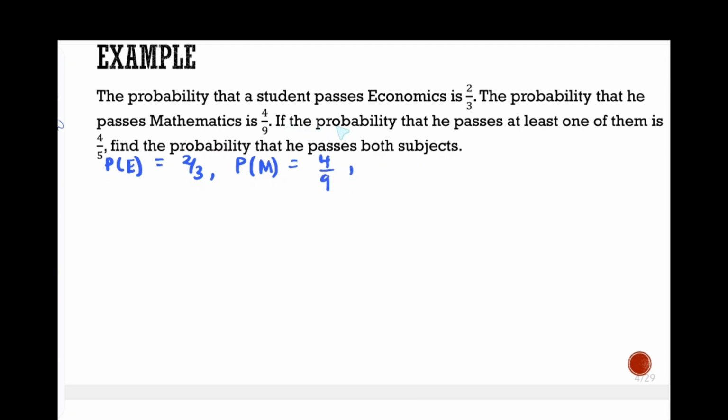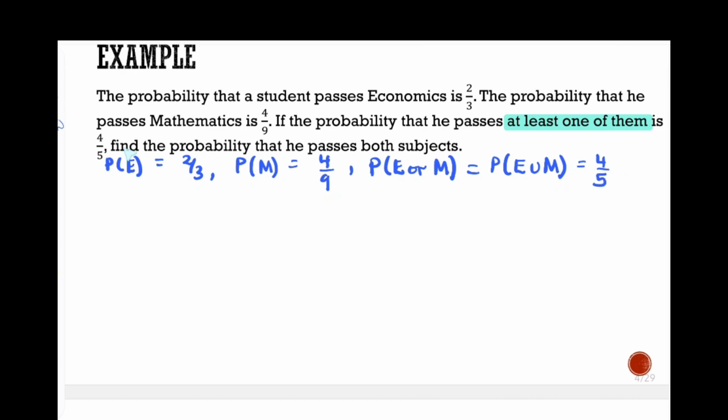And we are being told the probability that he passes at least one of them. You have to interpret that statement, at least one of them; we need to know what it means. Passing at least one of them means that you've passed either economics or mathematics. So the probability of passing either economics or mathematics is the same as the union. That probability is actually the same as probability of economics union mathematics, and we have been told that it's actually 4 out of 5.